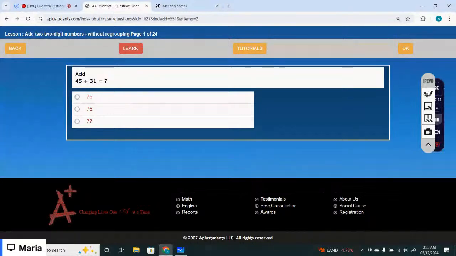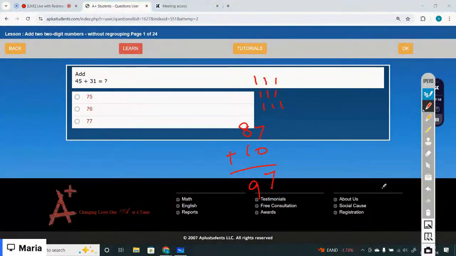Forty-five plus 31. So let's just write them down one above the other. That is 5 plus 1 is 6. And now add the tens digit. 4 plus 3 is 7. So the correct option is 76. Option number 2 is the correct option. That is 76.